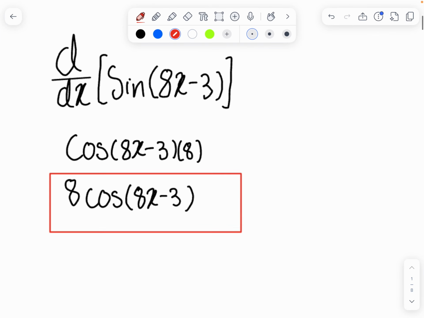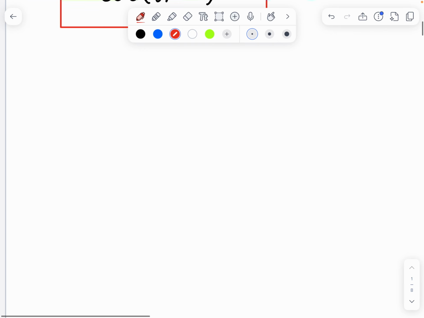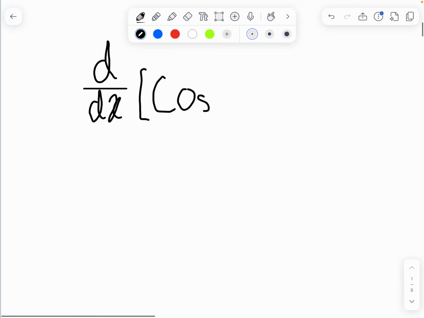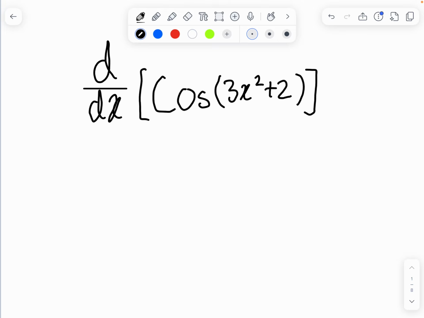And that is that differentiated. So let's move on to our next question. What is the derivative of cos(3x squared plus 2)? So pause the video and solve.